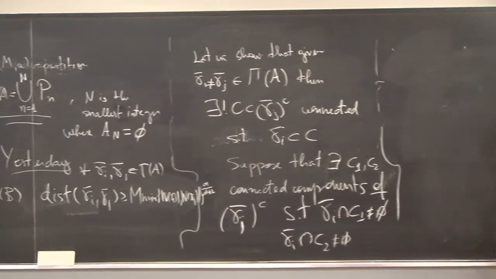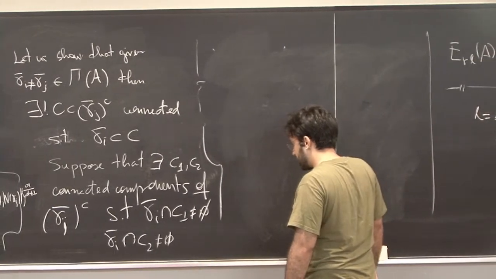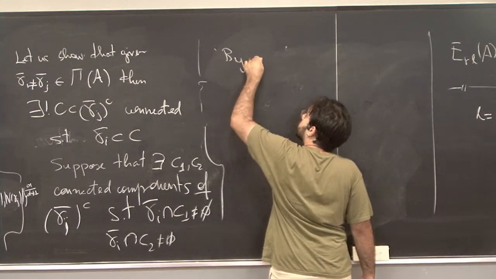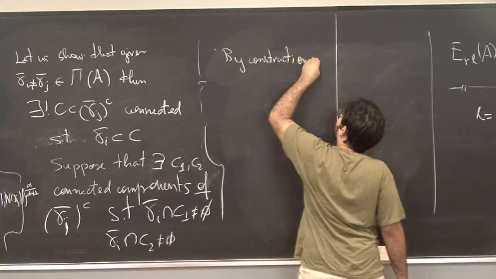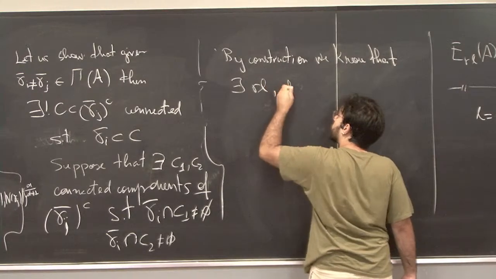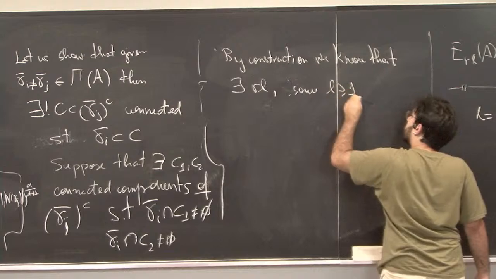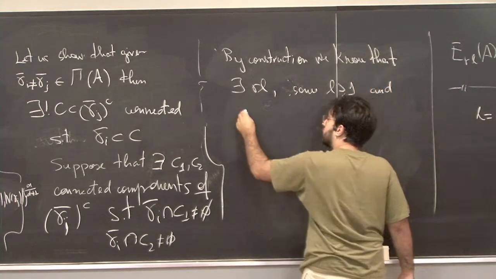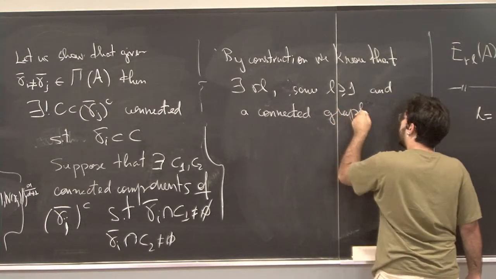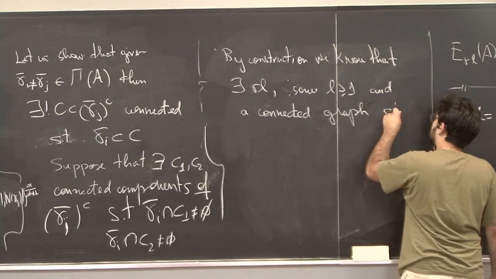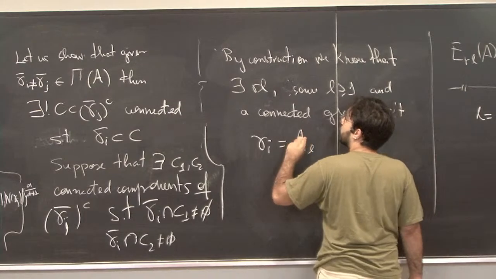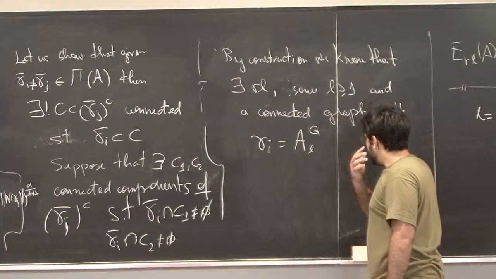So what happens now is the following. Since by construction we know that there exists a scale RL for some L larger than 1 and a connected component, a connected graph G, such that gamma I is actually equal to A_L, this scale, intersected with G, okay?